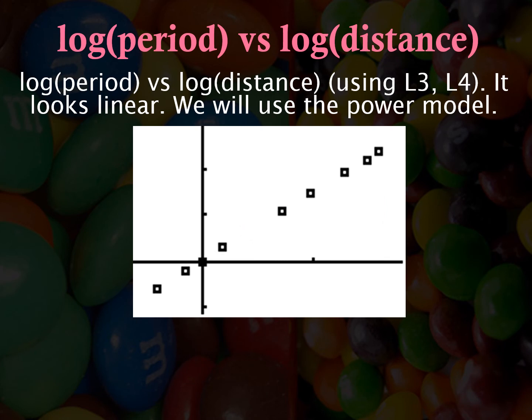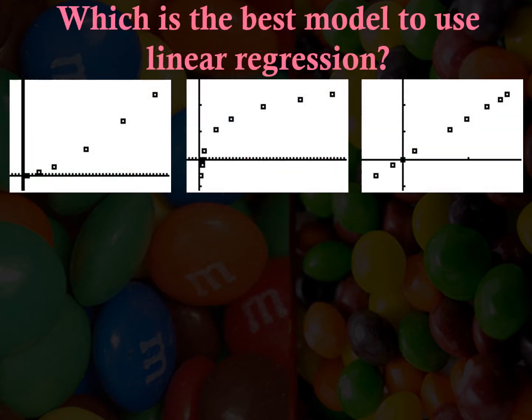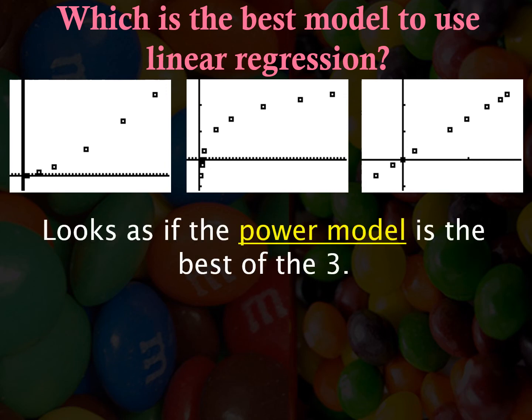Finally, we have the power model. So I'm going to write down power here. You will notice here that if you take log x comma log y, you now transform the data to form a strongly linear relationship. So we're going to use the power model to do the problem. So based on these three models, we have the original model, x comma y, then we have the exponential model, which is x comma log y, and then we have the power model, which is log x comma log y. Again, we see that the power model is the best of the three. That's the one we're going to go with.